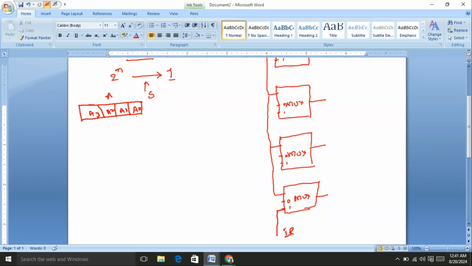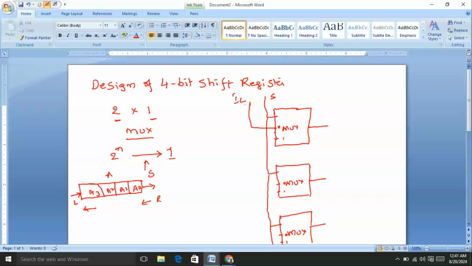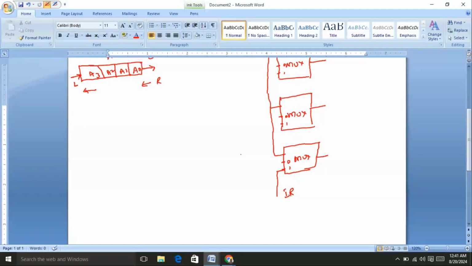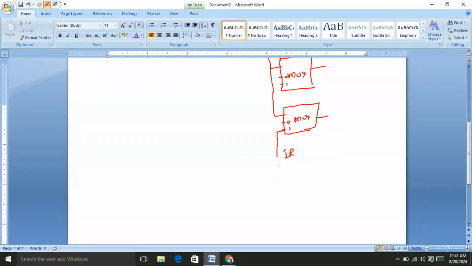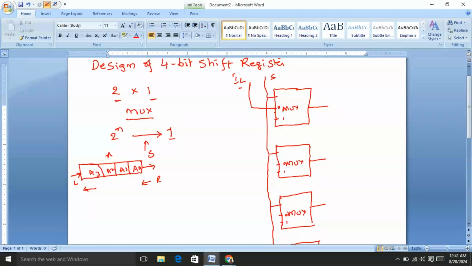So to shift the register towards the right, there is a serial input from the left, that is to shift the data towards the right. To shift the data towards the left, there is a serial input from the right side. Hence, I am going to connect these serial inputs to the top. Top is the left serial input, and bottom is the right serial input here. Okay.